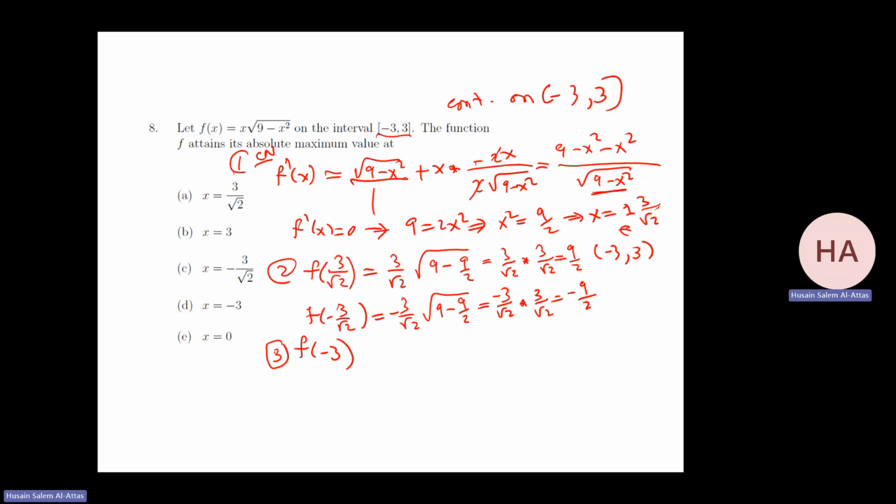F of minus 3, actually they are critical numbers also, but it's okay. F of minus 3 is 0, f of 3 equals 0. So what's the greatest? This is the greatest. But he doesn't want the absolute maximum. He wants the x value where the absolute maximum is. So I need this. So this will be my answer.